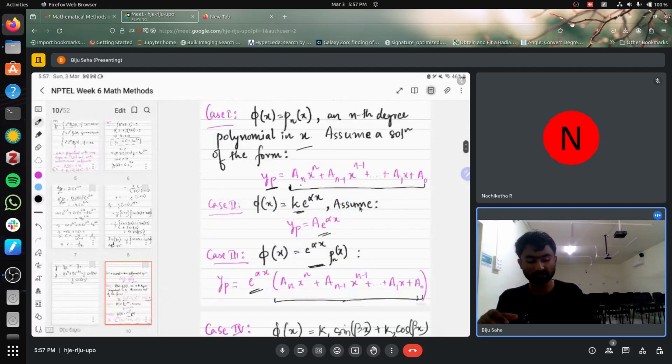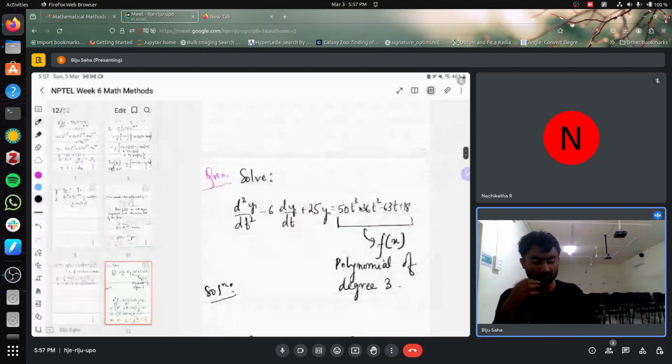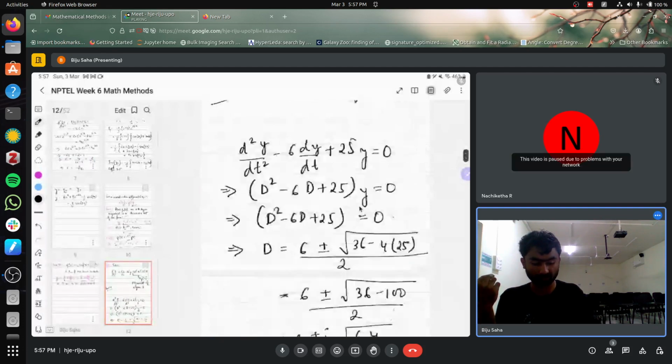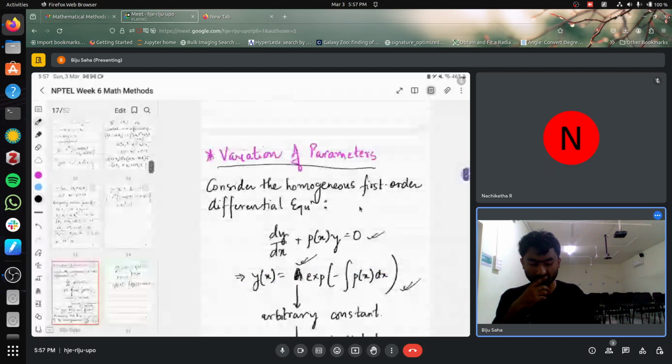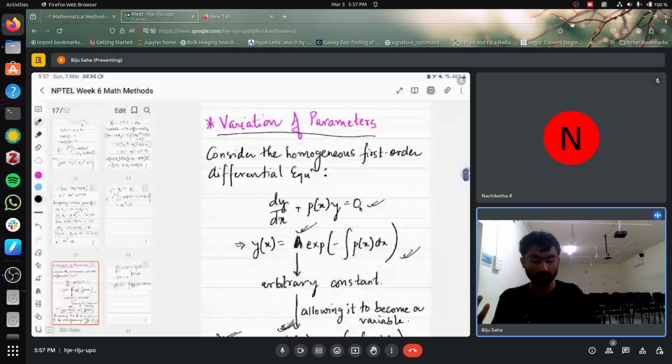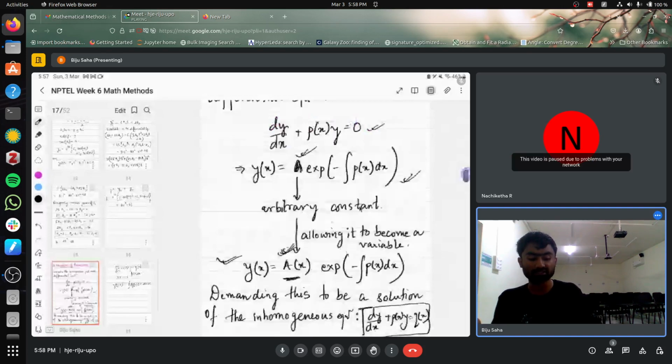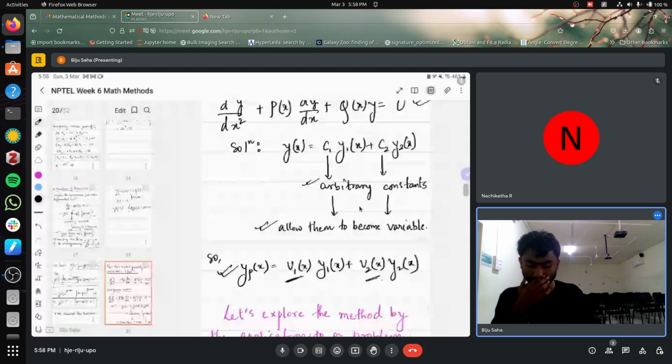So that was one thing that we did, and then we also introduced the variation of parameters method. That is, we allow the arbitrary constants that occur in the homogeneous solution to become variable, then substitute into the differential equation, and with some modification we could arrive at the particular solution. So that is something we did.